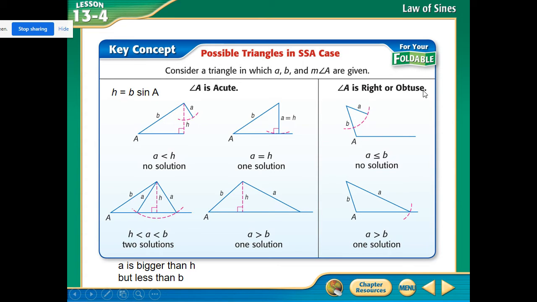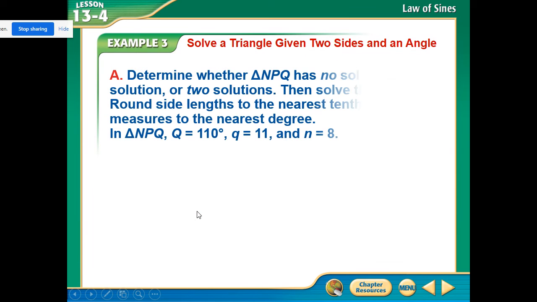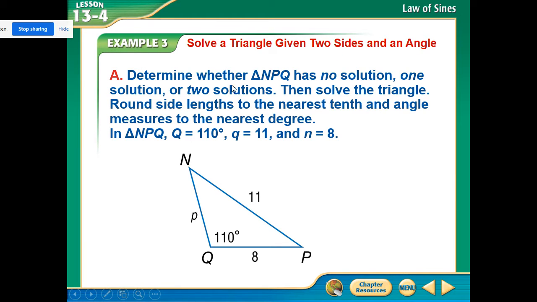Now, if it's right or obtuse, that's real simple. If A is less than B, then it's no solution. If A is greater than B, then it's one solution. So that one's a lot easier if it's right or obtuse. But if it's acute, there's 4 different possibilities depending upon how A compares to H. All right, so let's look at some of these. Let's determine whether or not we have 1, 2, or no solutions.